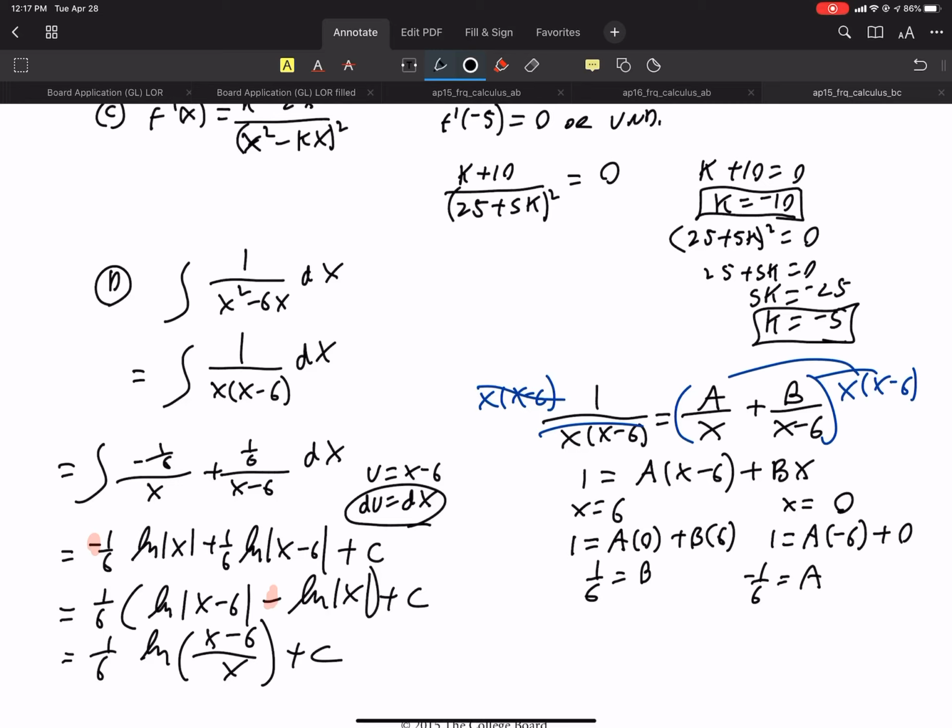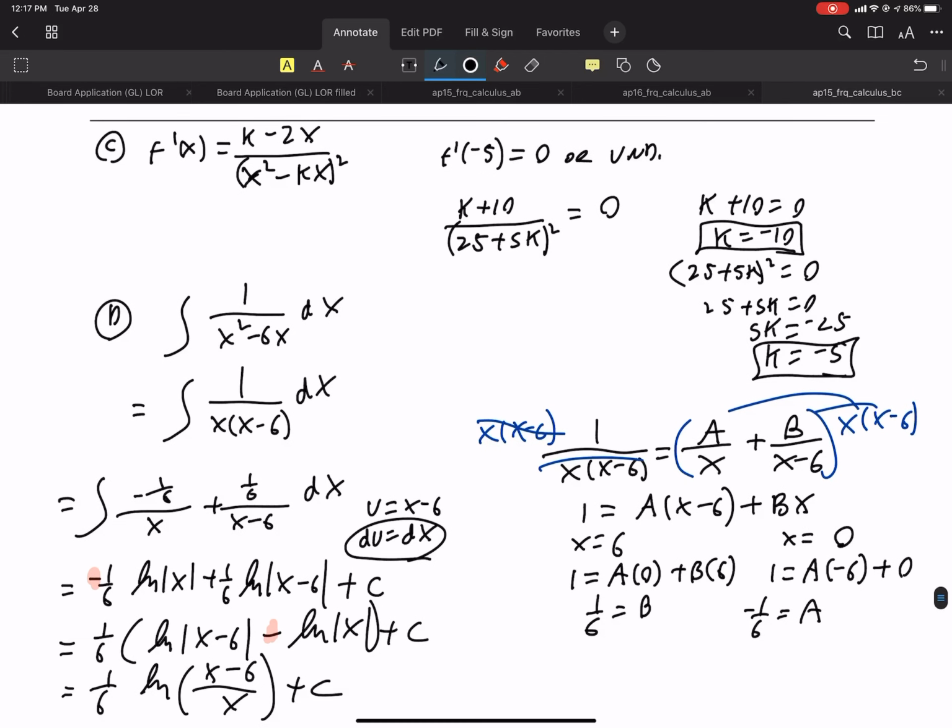Comments on part C. Why don't we get negative 5 is also a value of k that gives me a critical point there? I don't know this time. I have to do some research, so maybe I can add it to the notes of this video. That's it.